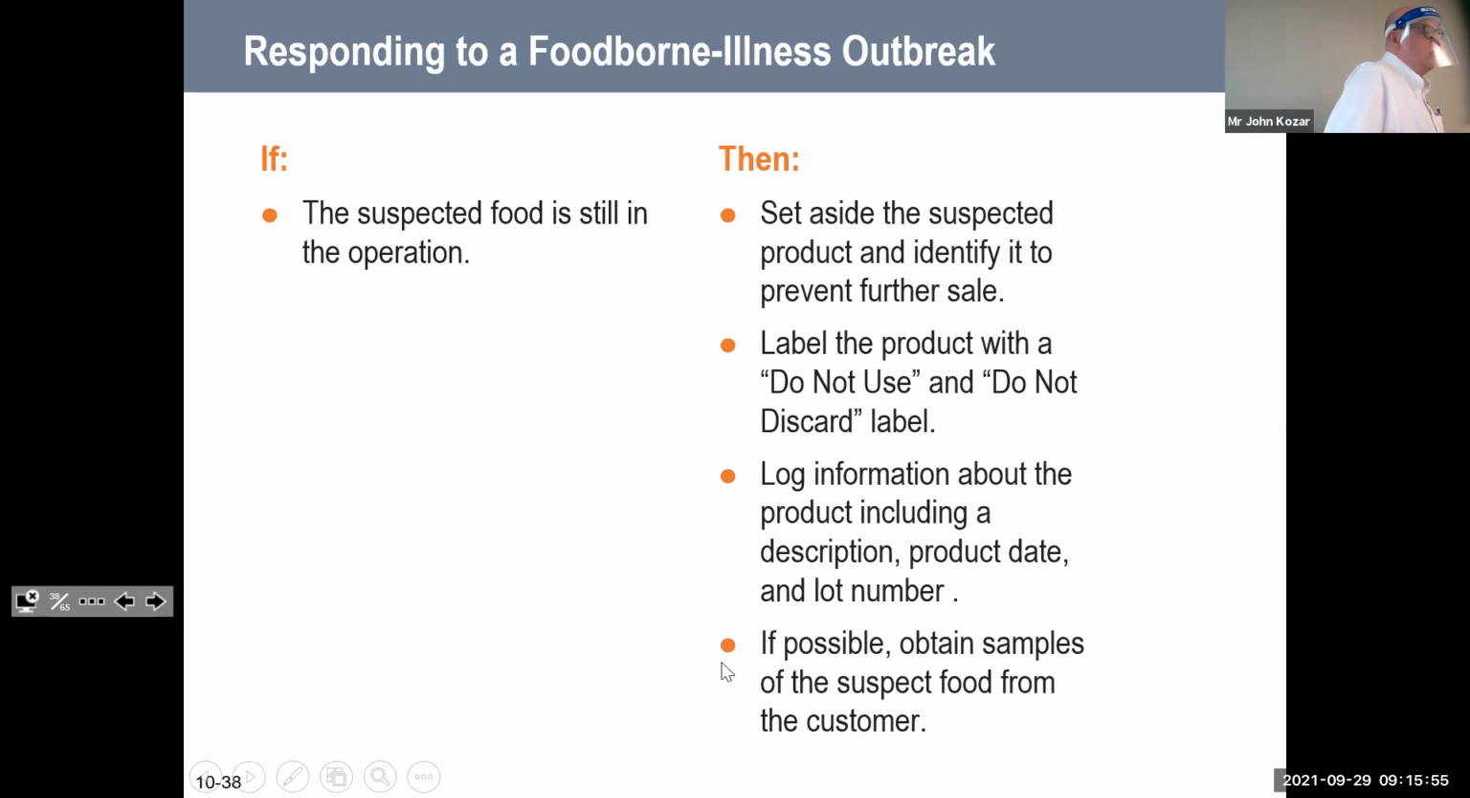If possible, obtain samples of the suspect food from the customer. So if they had taken a go box and had some leftovers in their fridge at home, ask them if you can get that back so it can be analyzed.